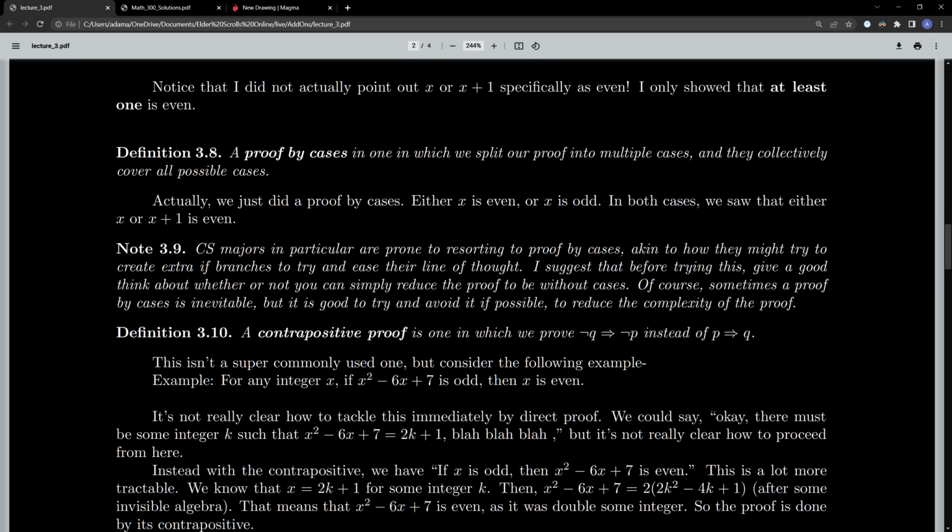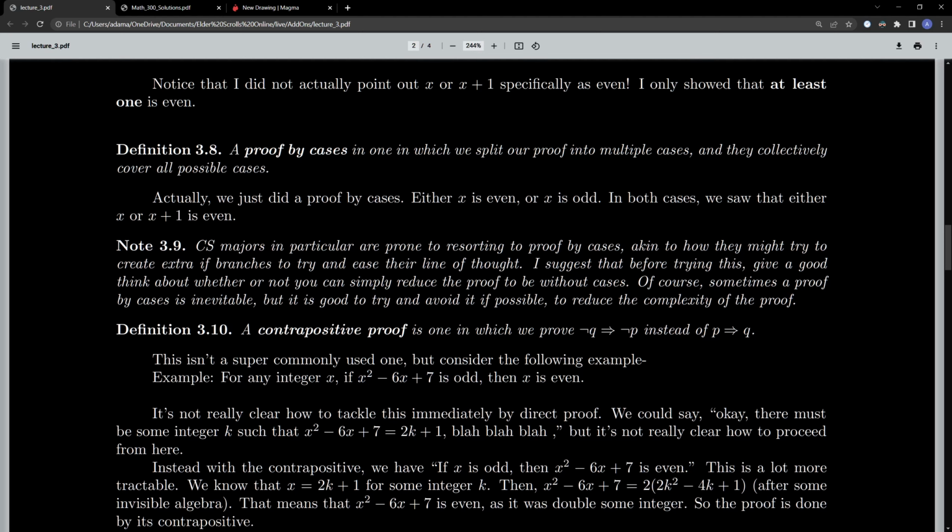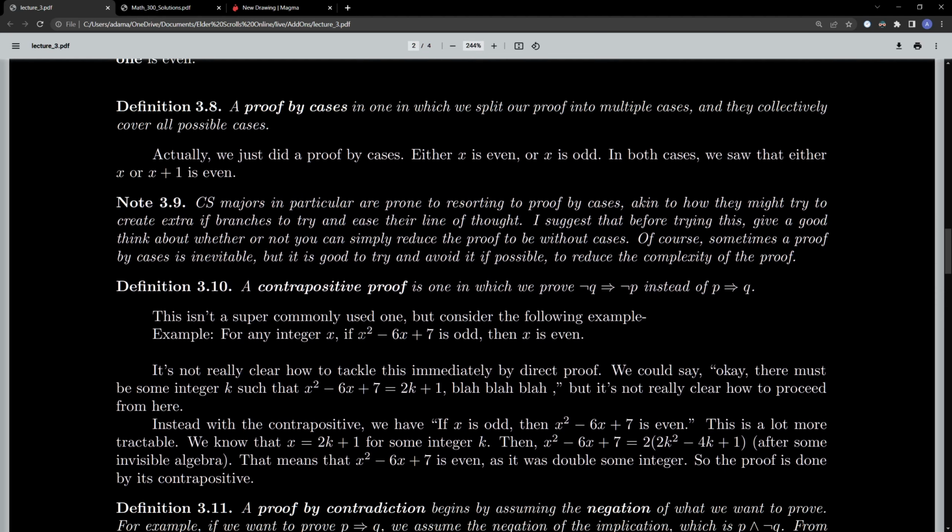So yeah, here's a really nice example for when you kind of have to use it. For any integer x, if this quantity is odd, then x has to be even. This might hurt your brain a little bit. Okay, this has to be odd. And then you say, okay, if it's odd, let's go to our definition of odd numbers. That's the only way forward from here. So then this is equal to 2k plus 1 for some k.